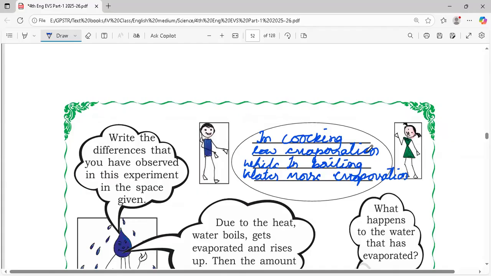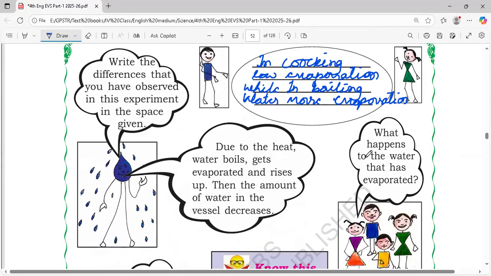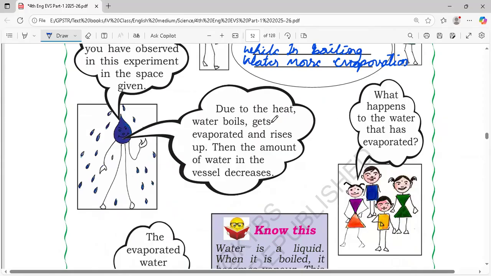In cooking, low evaporation occurs, while in boiling water, more evaporation occurs. Due to heat, water boils, gets evaporated and rises up. Then the amount of water in the vessel decreases. Yes. What happened to the water that has evaporated?